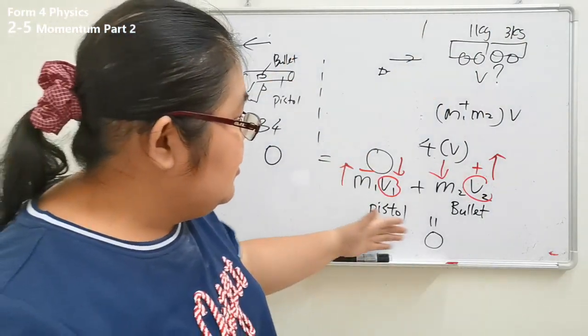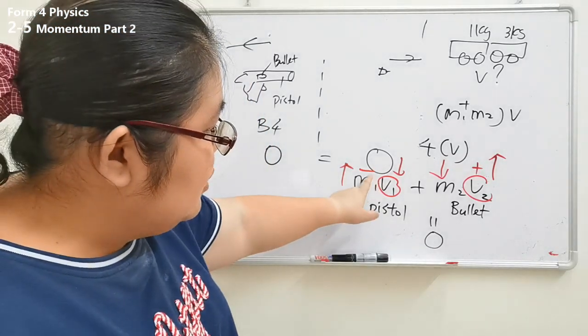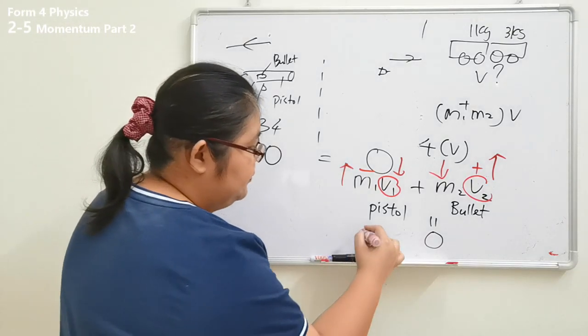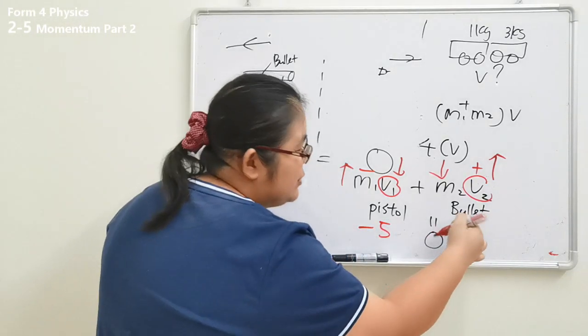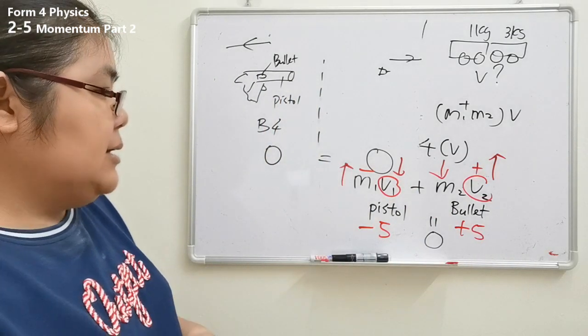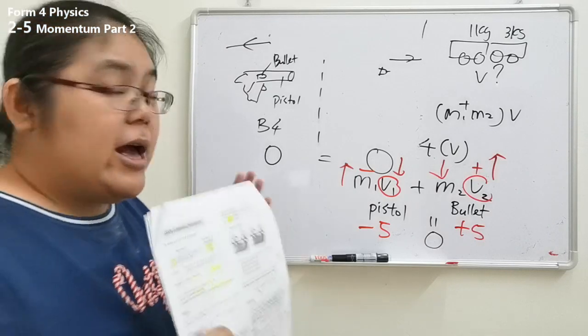So that means the final answer should be 0, because you have one negative. For example, this one I get negative 5, so this one you surely get positive 5. So the final answer becomes 0. Okay, so this one is an explosion.